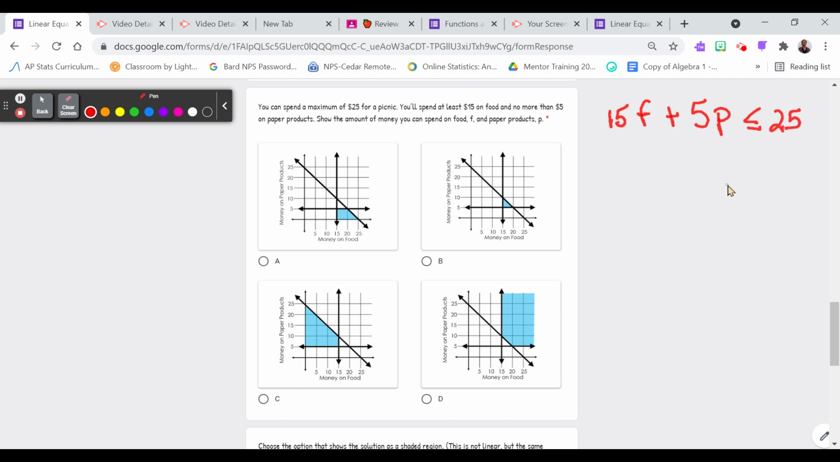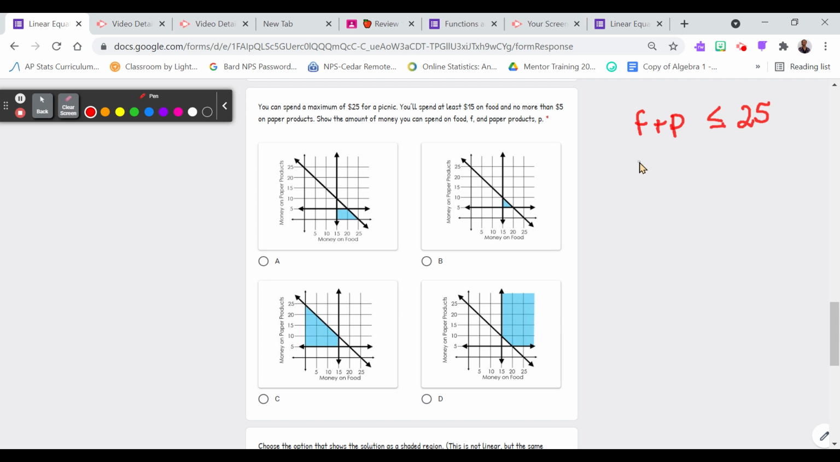Do we have any other information? Oh, actually, let me just go back, because I completely did that wrong. Just clear it. We're going to clear the screen. I made a mistake because I made it into one equation, when we have 3 inequalities. So we know F plus P, whatever you spend on food and your paper products, has to be less than or equal to 25.